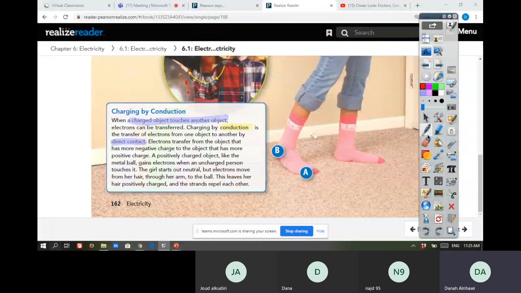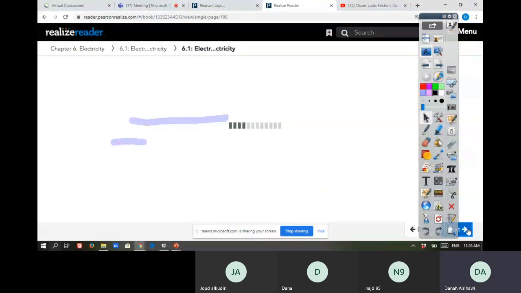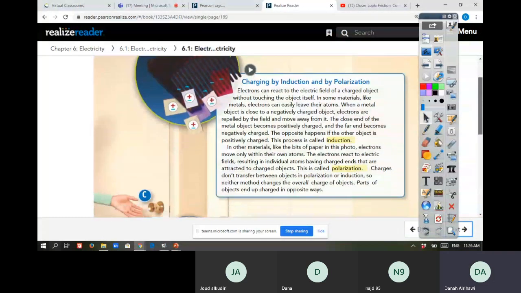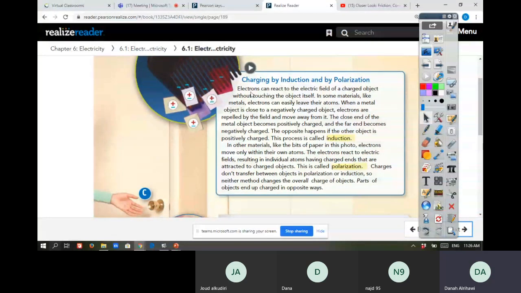Number three, charging by induction. Let's see induction. Now, induction is the example of the comb and the paper clip that I told you about yesterday. Charging by induction: electrons can react to the electric field of a charged object without touching the object itself. Without touching, it just reacts by itself. Even though the paper has positive and negative charges, it is neutral. And here the comb has negative charge. They will attract, as you just come to the electric field.